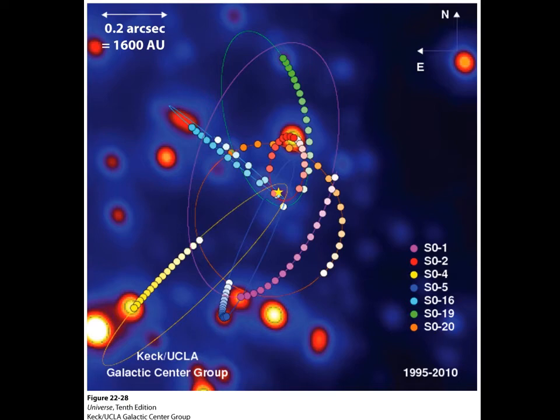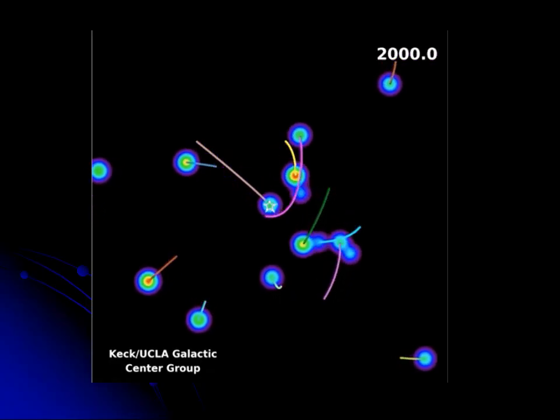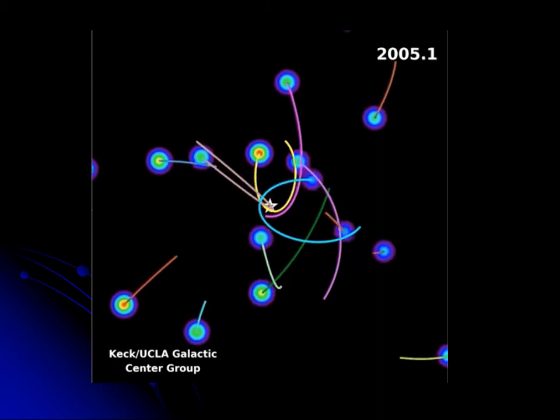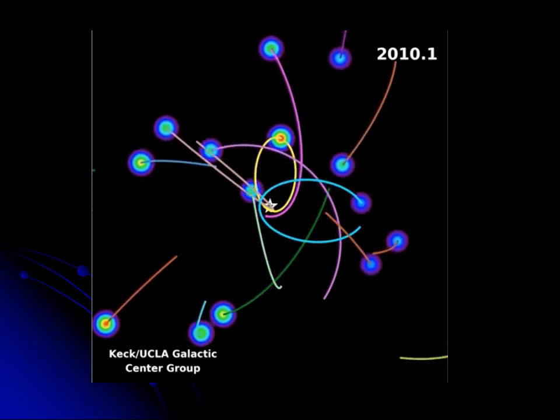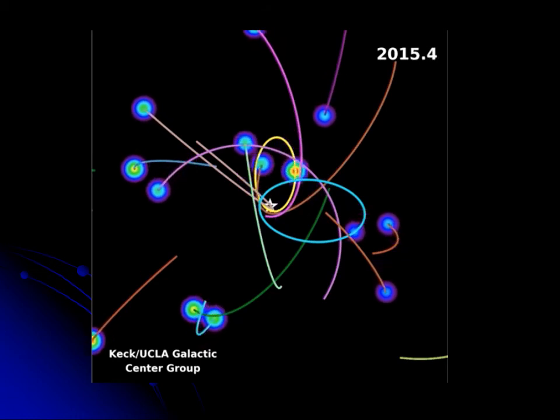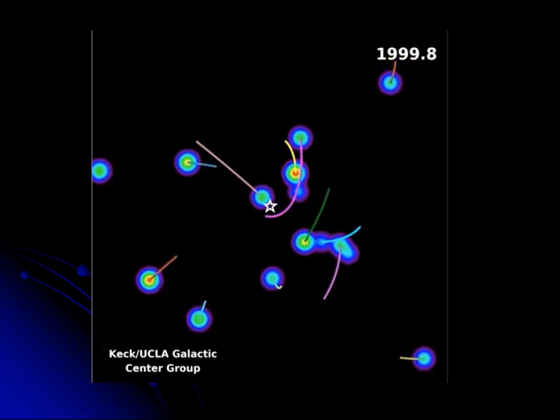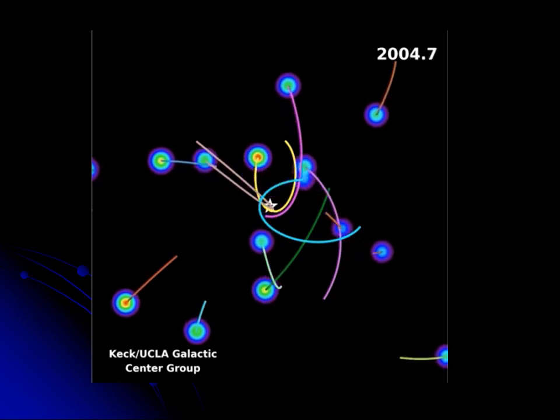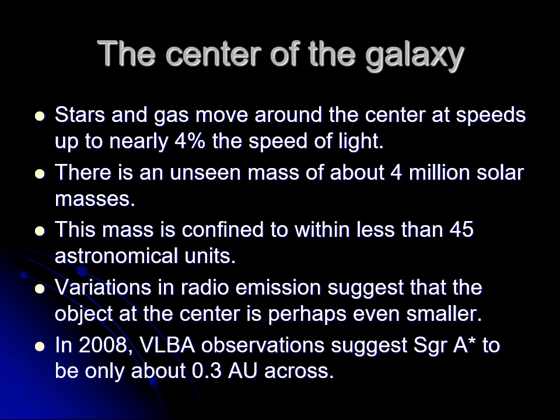And so again, for your book, here are these orbital motions. Again, this is a huge amount of motion for some of these. Here's an animation of the stars going around that spot near the center of the galaxy, and that suggests again an enormous amount of gravity. How much gravity? Well, because some of these stars are moving at up to 4% the speed of light, that suggests that there has to be about 4 million solar masses.